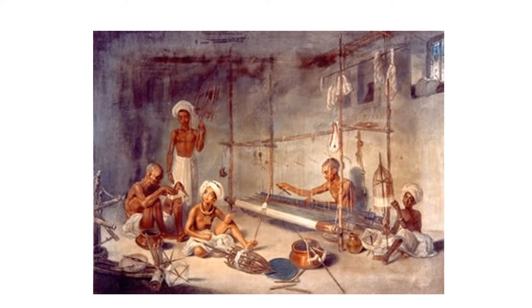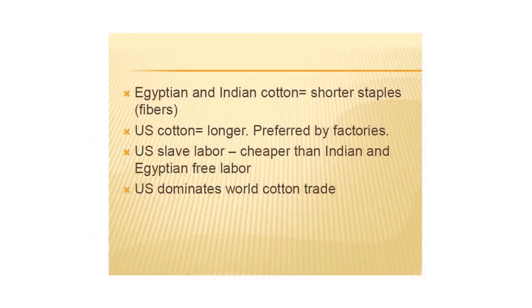Now, that cotton that was made and processed by hand in India and Egypt was highly valued, still is. It has shorter staples or fibers than the American strain of cotton, which has longer fibers and is preferred by factories because it is easier to process by machine. Now, even today, material cotton that's produced in the traditional ways in India and Egypt, or the 21st century version of traditional ways, is very highly sought after because it's high quality, but you can't mass produce it that way. American cotton could be mass produced.